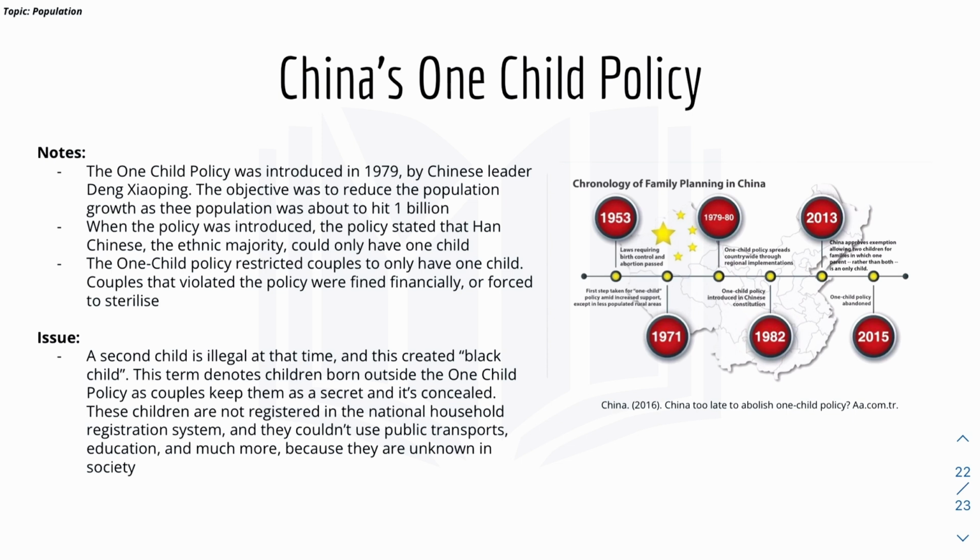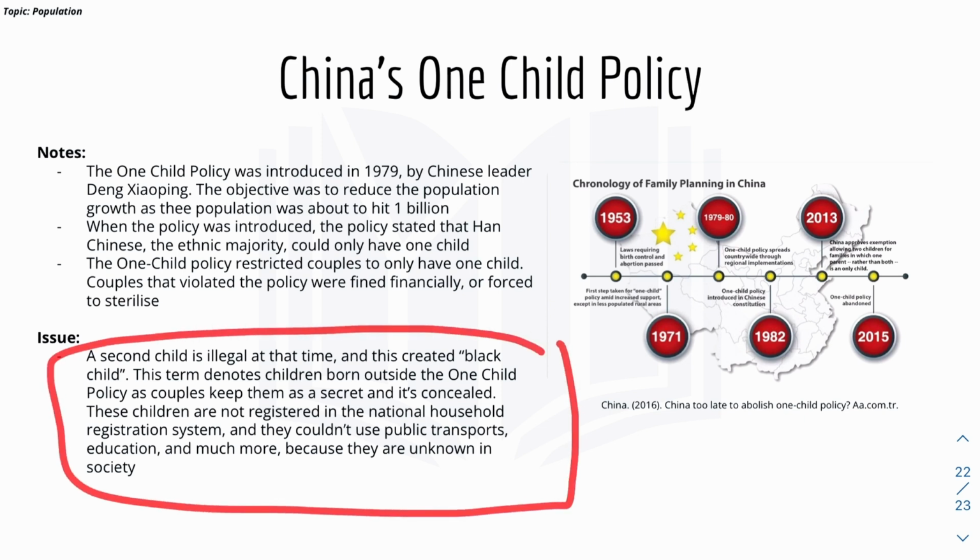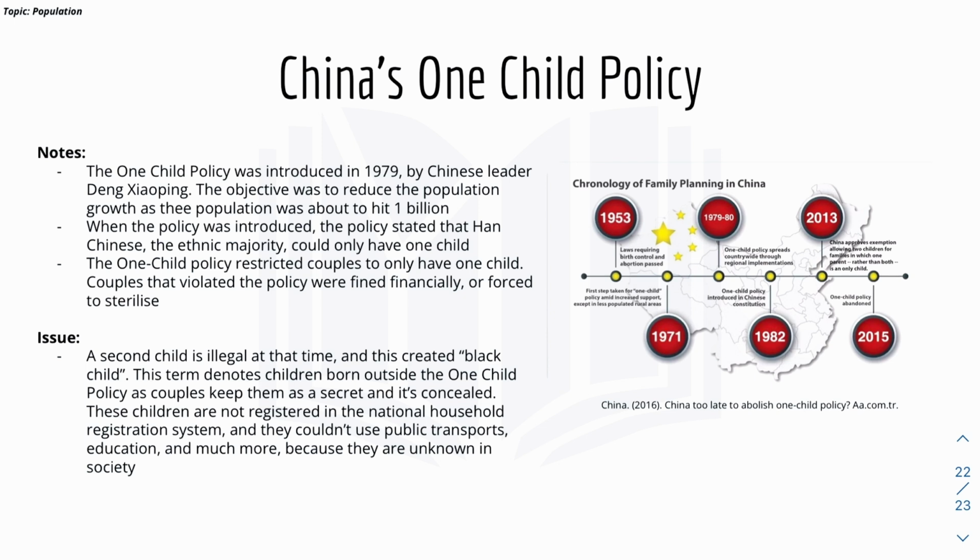So here's one of the issues for the one-child policy. Because only one child is allowed in China, a second child is illegal, right? And this creates this thing called the black child, which is a term used to denote children born outside of the one-child policy, as couples keep them secret and concealed. And these children, the second child, are not registered in the National Household Registration System, and they couldn't use public transport, education, and much more, because they are basically unknown in society.